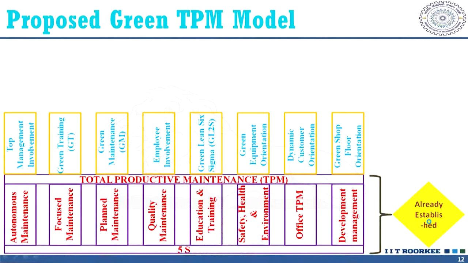8 pillars. One is top management involvement, which is usually needed to make a reliable decision for a company to adopt such kind of practices. The second pillar is green training. In this kind of training, employees become aware of environment related activities, like if you are going out of a room, you have to switch off the light, it will save electricity or something like that.